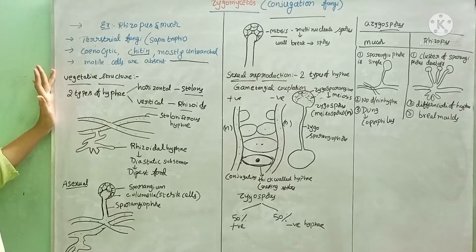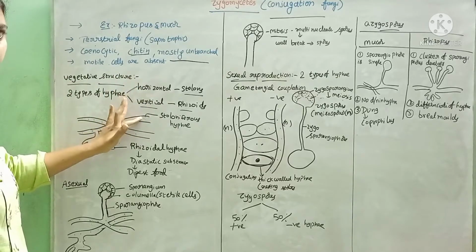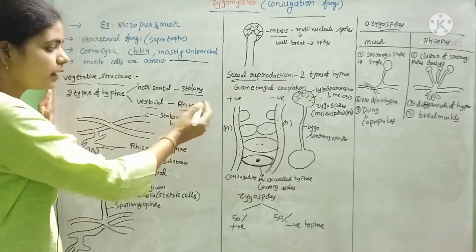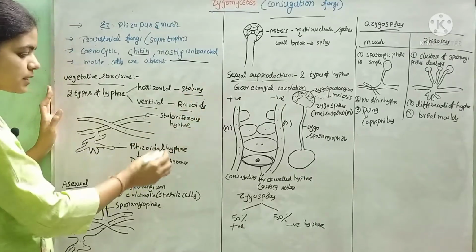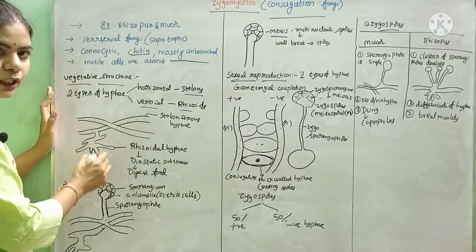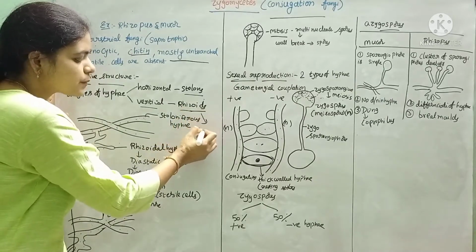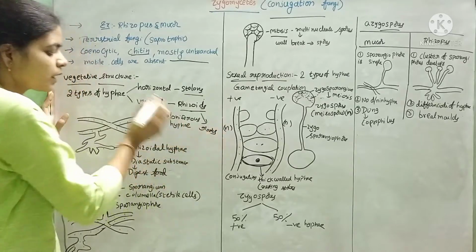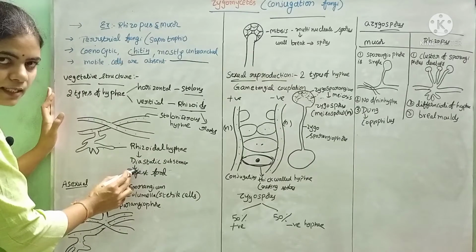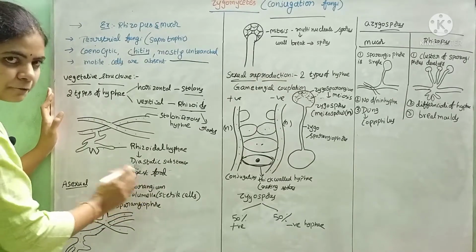Vegetative structures are divided into two types of hyphae: horizontal and vertical hyphae. Horizontal hyphae grow horizontally on the substrata. They are called stolons or stoloniferous hyphae. Vertical hyphae develop vertically into the substratum. They are called rhizoids, which are just like roots in plants. These rhizoidal hyphae release a diastatic substance into the substratum to digest the food material.